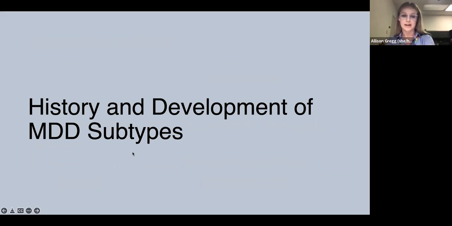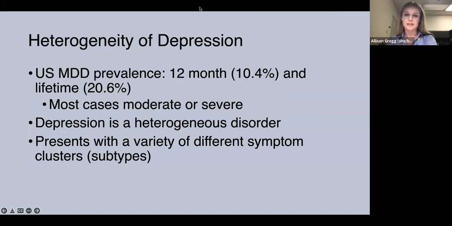So beginning with the history and development of the conceptualization of the subtypes themselves, it's important to provide some background into why this is something that we're concerned about. A recent epidemiological study of MDD prevalence in the US was published in JAMA in 2018, and it found a 10.4% 12-month prevalence rate and a 20.6% lifetime prevalence rate. And so we're starting to get a sense for the severity and frequency of MDD as a disabling disorder. Most cases have been found to be moderate, corresponding with 6 to 7 depressive symptoms, or severe with 8 to 9 symptoms present.